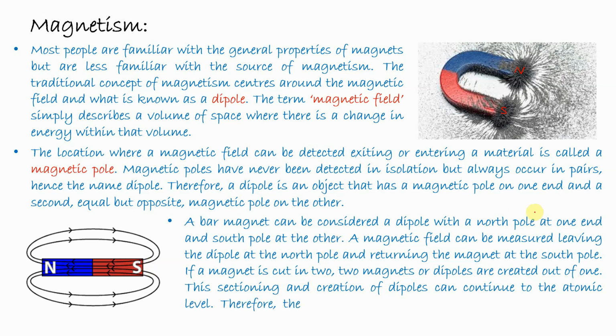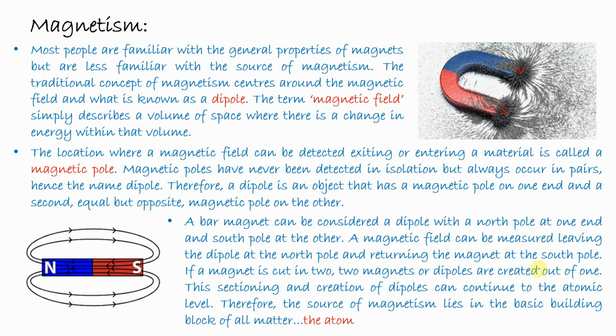A magnetic field can be measured leaving the dipole at the north pole and returning to the magnet at the south pole. That means the magnetic field line is basically considered to start from the north pole, it starts to flow from the north pole, and it will end in the south pole. So this is the concept of the magnetic field.